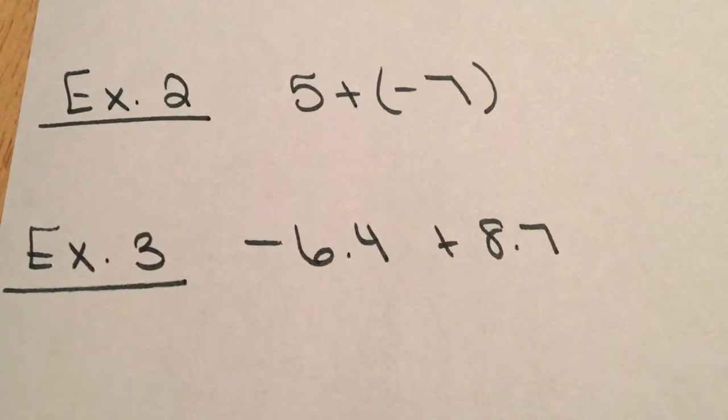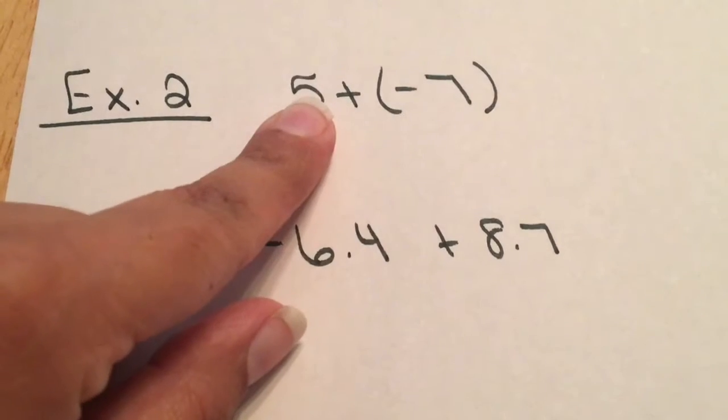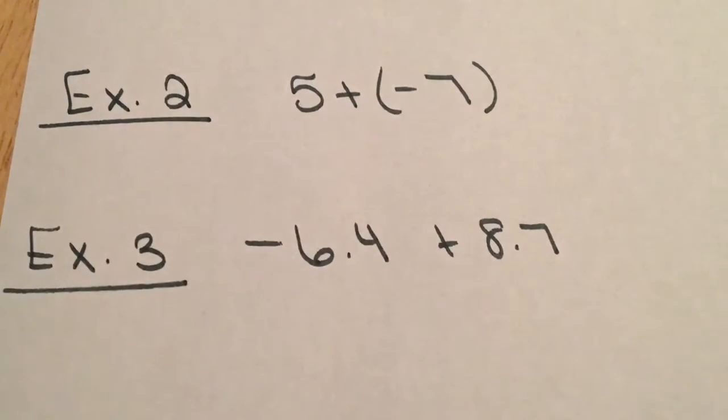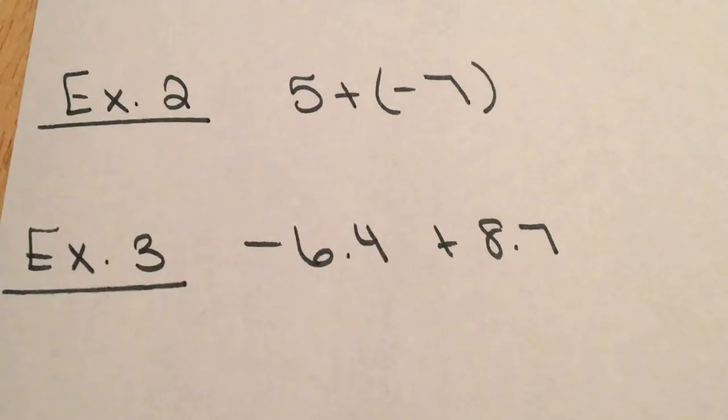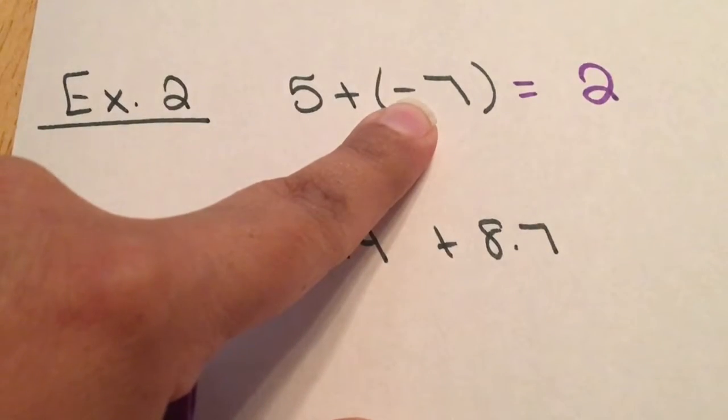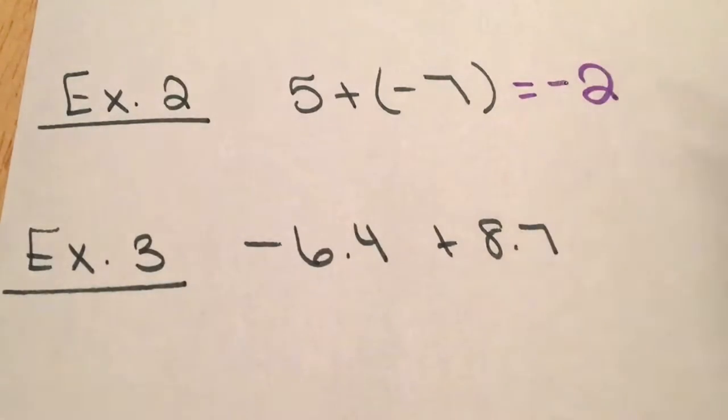So now, let's look at example 2. We have a positive 5 and a negative 7. Since they are different signs, we're going to subtract them. So 7 minus 5 is going to be 2. And then we're going to keep the sign of the larger one. The furthest one from 0 is going to be the negative 7. Therefore, this is going to be a negative 2.